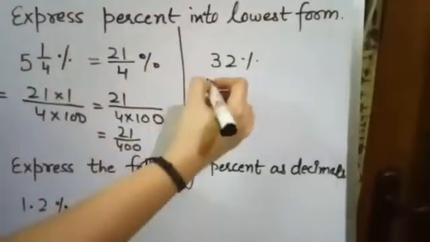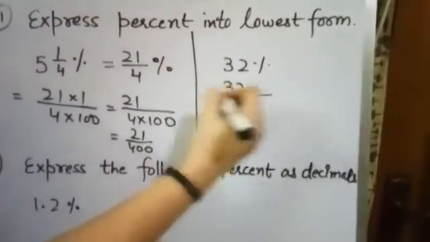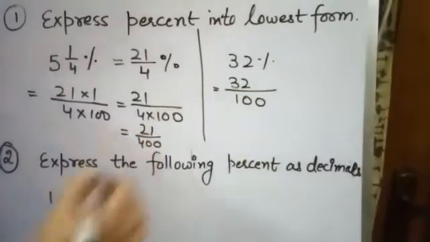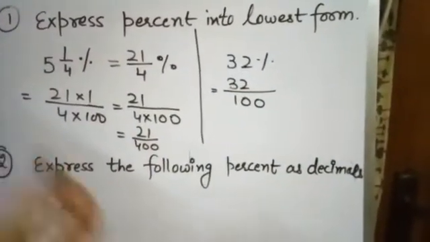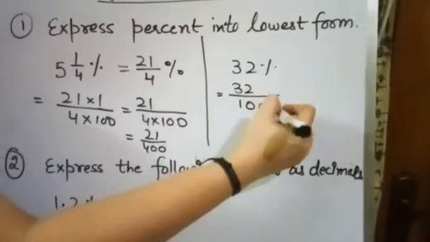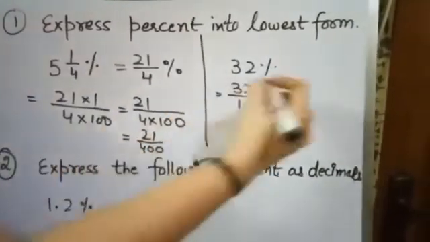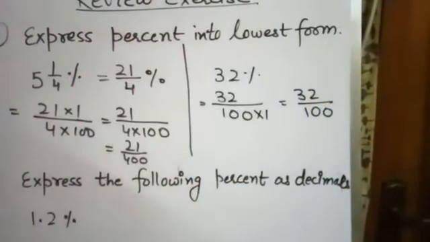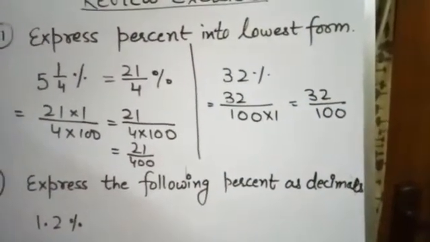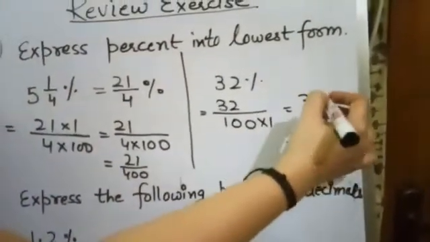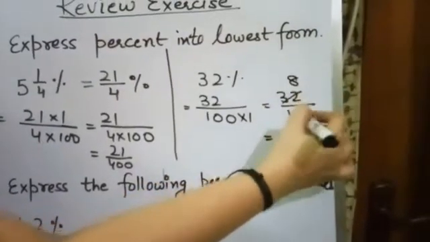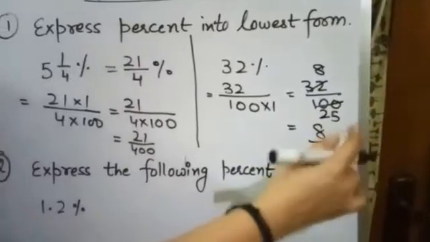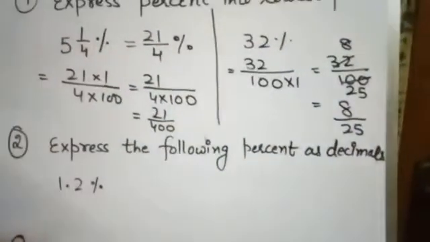Next, 32%. To remove this percentage sign, we have to multiply the denominator by 100, whatever the number in the denominator. If there is nothing, there is 1, get it multiplied by 100. That is 32/100. Clear? Now both the numerator and the denominator are divisible by 4. 4 8s are 32 and 4 25s are 100. So 8/25 is a fraction which is in the lowest form.